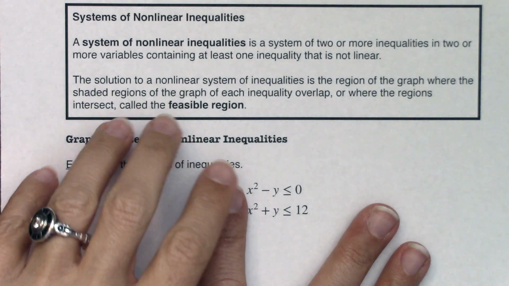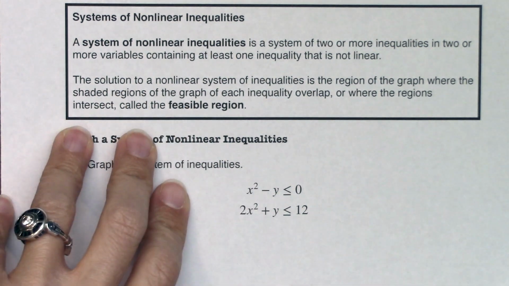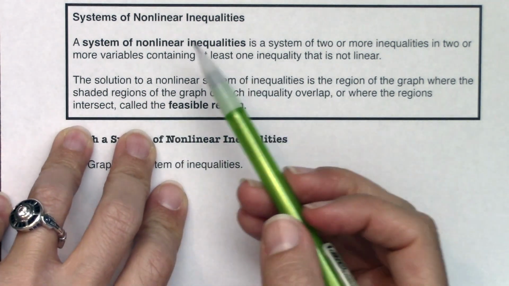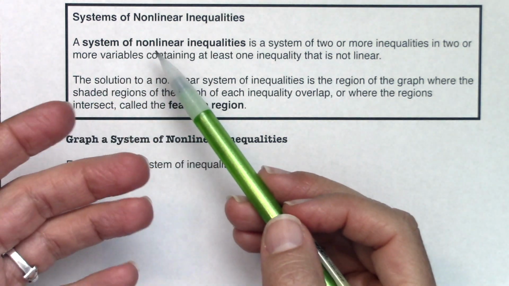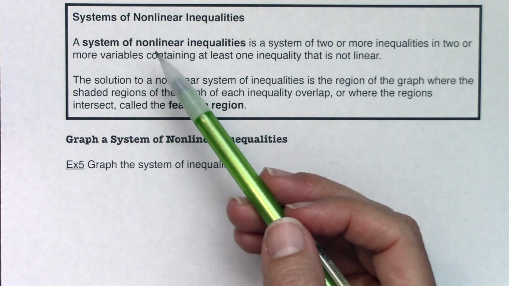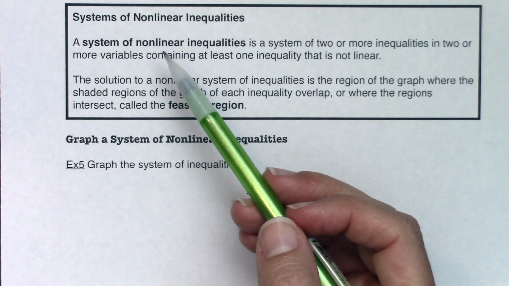Folks, welcome to example 5. All right, now that we've looked at inequalities and graphing nonlinear inequalities, let's graph a system of nonlinear inequalities. So we're just ultimately going to graph more than one.